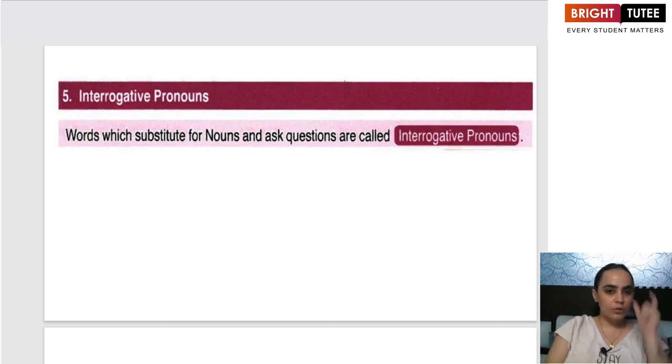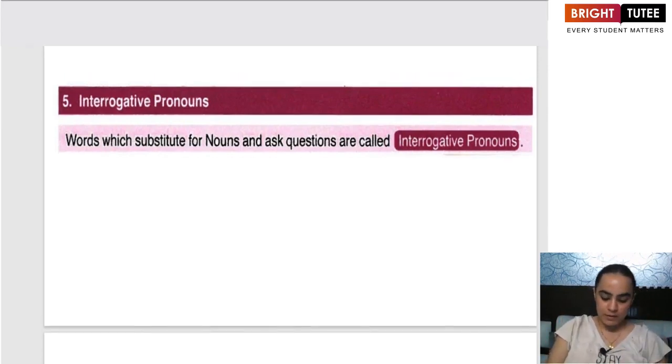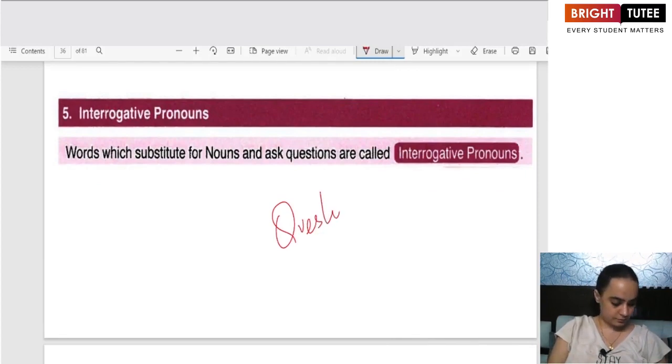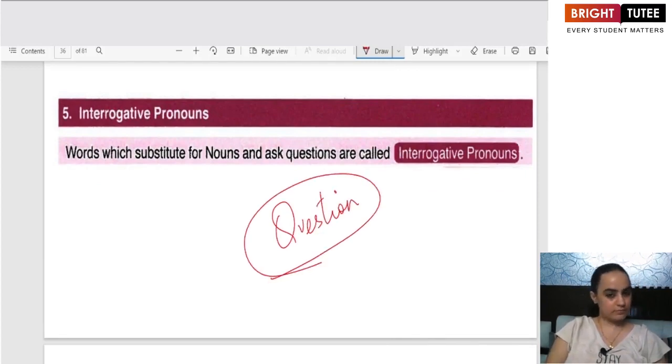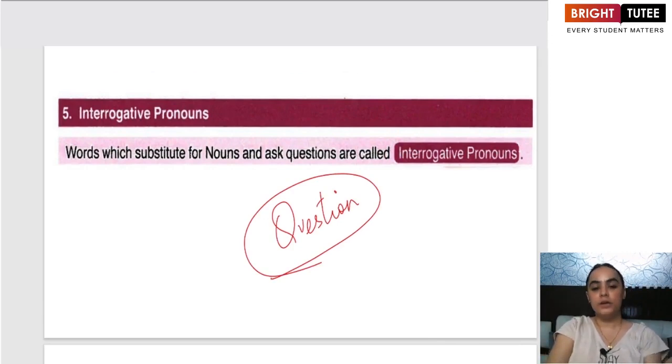Now we know the word interrogative means a question, right? So those words which substitute, which take the place of a noun to ask a question, are known as interrogative pronouns. Pronouns we know are going to take the place of a noun. So when we are replacing the noun with a question word, that is going to be an interrogative pronoun.